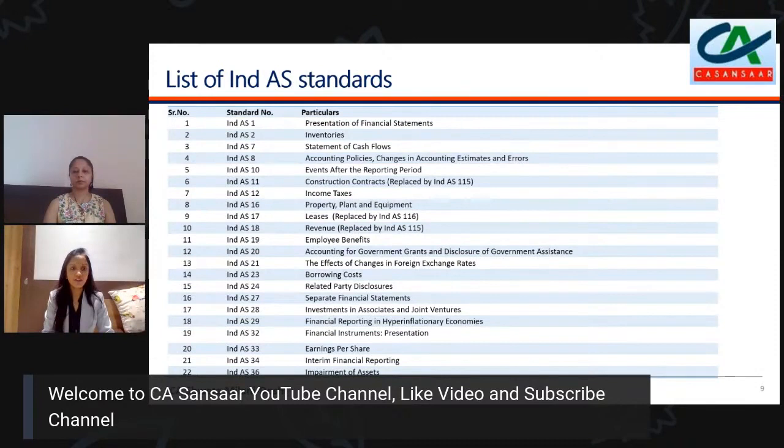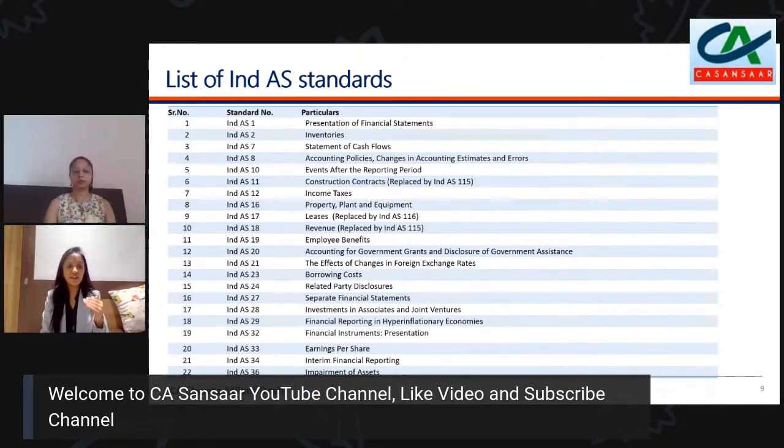Subsequently, you have Ind AS 8, accounting policies, changes in accounting estimates and errors. Even your accounting standard has been brought in line with this standard. One of the important differences concerns your estimates, that is, your change in estimate of depreciation. Your depreciation is no longer a change in policy, but it is a change in estimate.